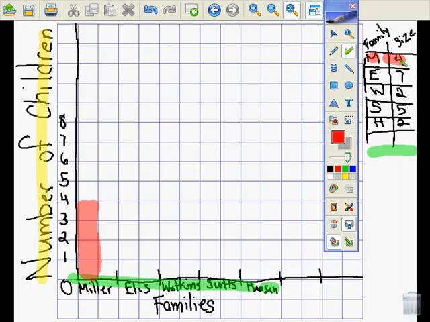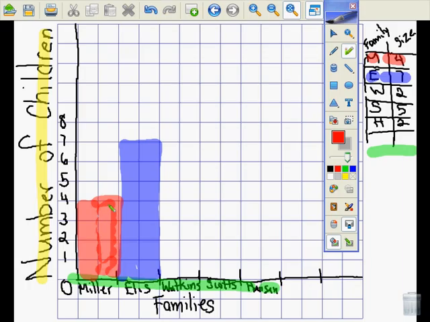Our next family is the Ellis family, and they have 7 people in their family. So we're going to highlight all the way up to 7. So 1, 2, 3, 4, 5, 6, 7. Let me go back to the red really quick and shade this in a little bit better.